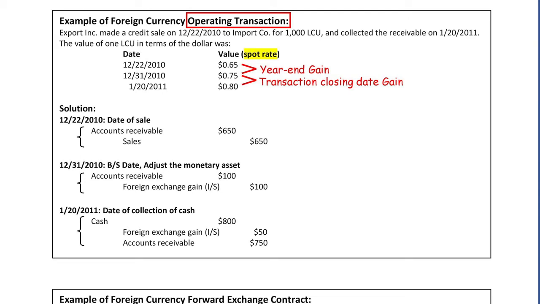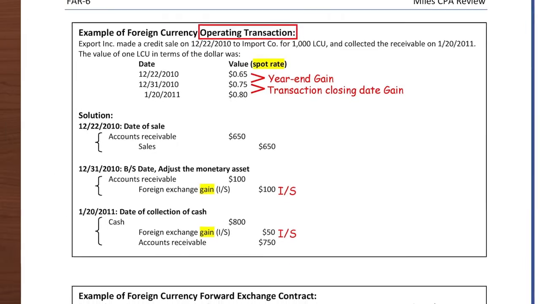So the year end gain, 1000 LCU into 10 cents, $100. So highlight gain and write I/S because that $100 goes to your income statement. On the date of realization of the receivable, there was an additional $50 of gain. So highlight gain, and for $50 write I/S, because even that goes to your income statement. So the gains and losses from foreign transactions, they flow into the income statement.